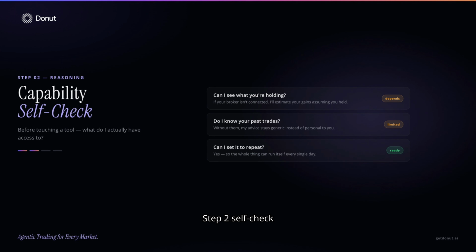Step 2. Self-check. Before making any moves, D0 asks itself, do I have his positions? His trade log? Can I schedule tasks? If any answer is no, it tells you what's missing instead of faking it.